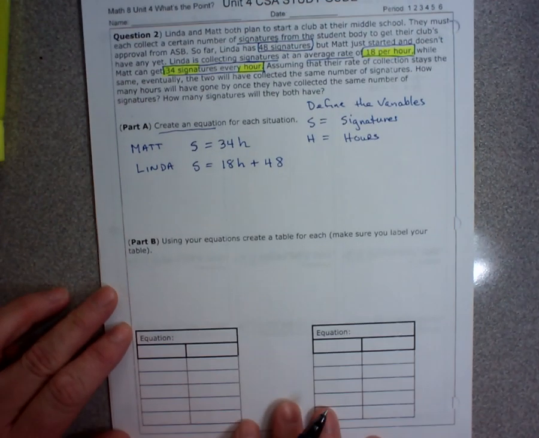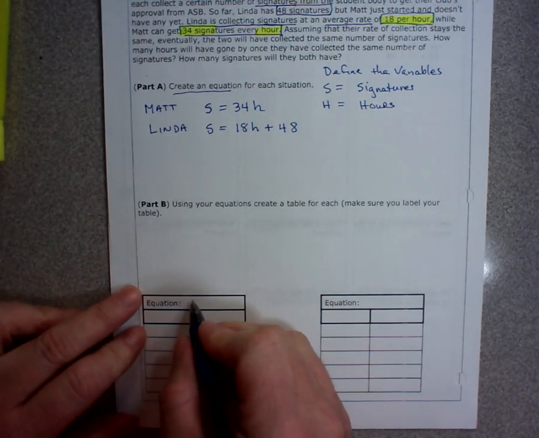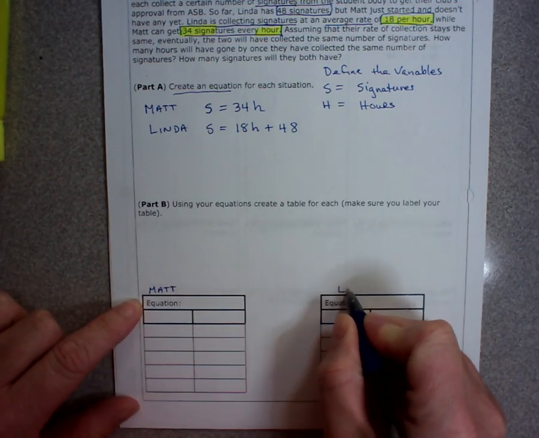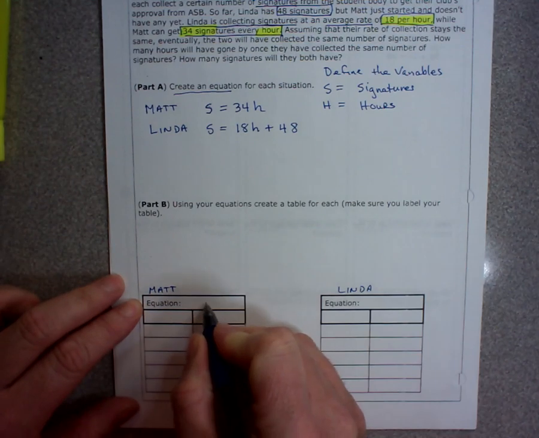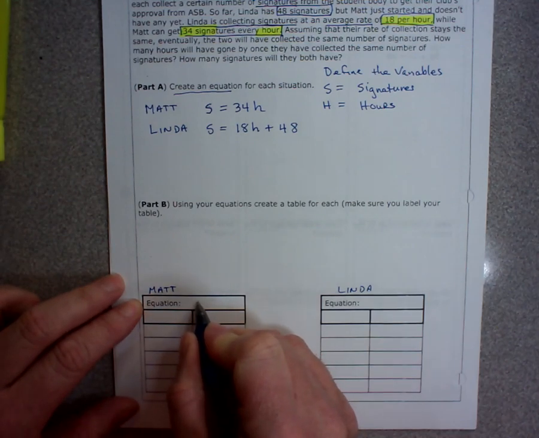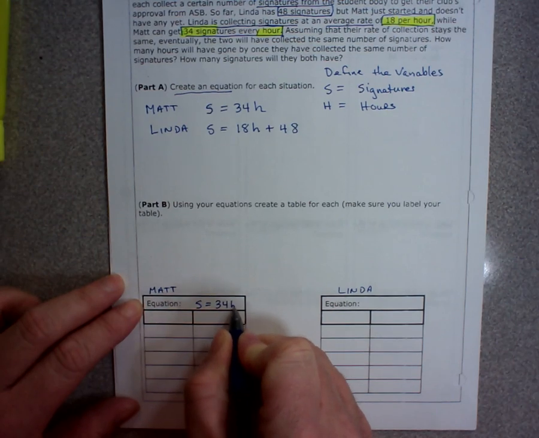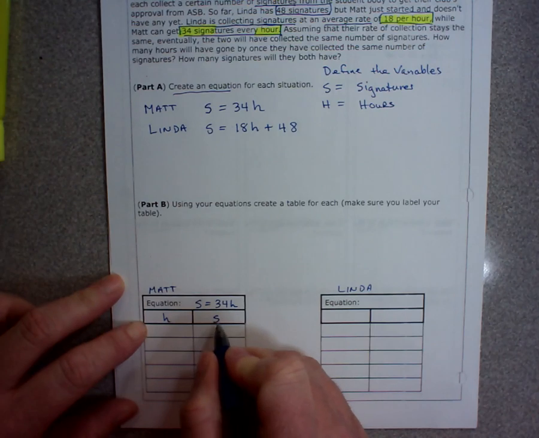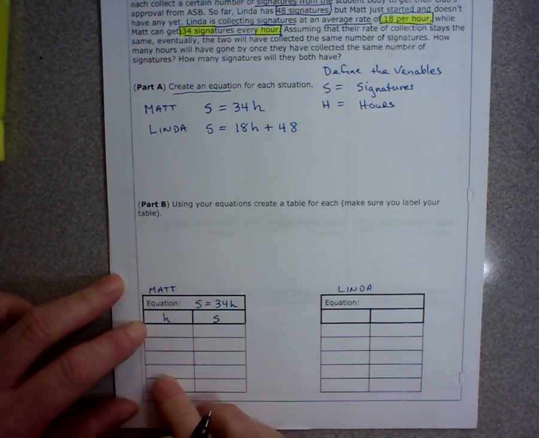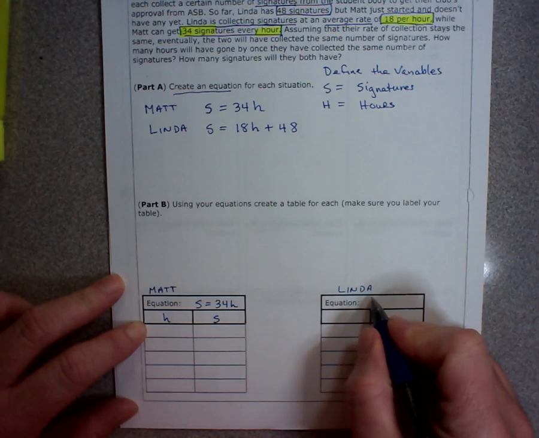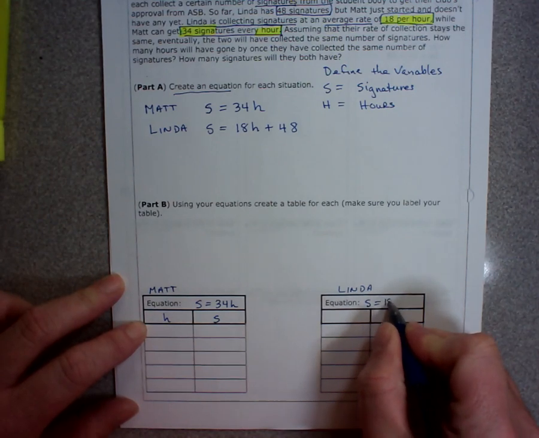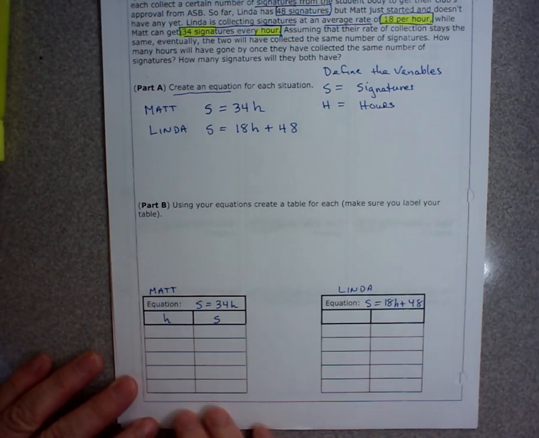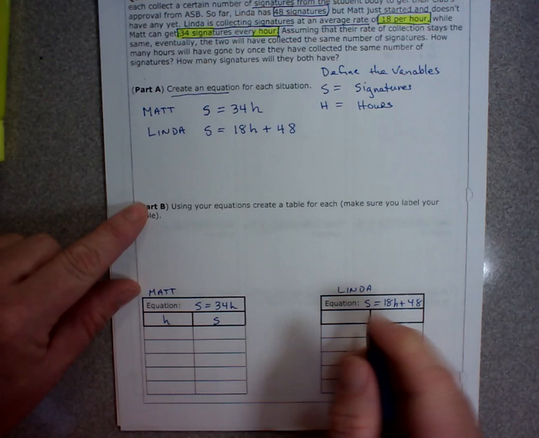Okay, so I'll set that up right in here. Let's set it up as for Matt and for Linda. Matt has S equals 34H. So we need the inputs to be in the left column and the outputs to be in the right. This is the input column, that's the output column. Linda is S equals 18H plus 48. Now you could have done Linda's column here and Matt's column here. So we're creating a table.